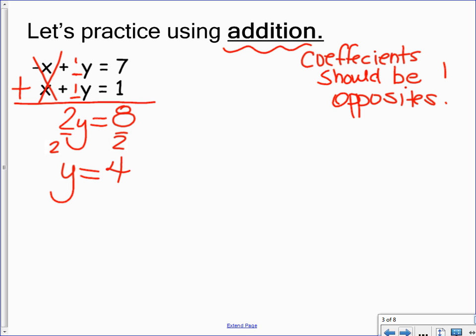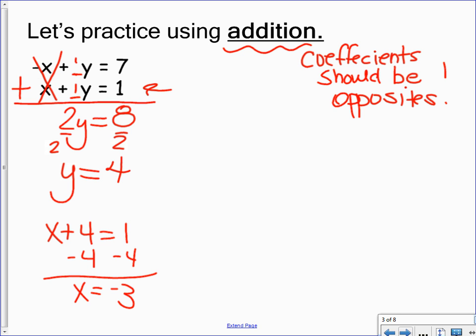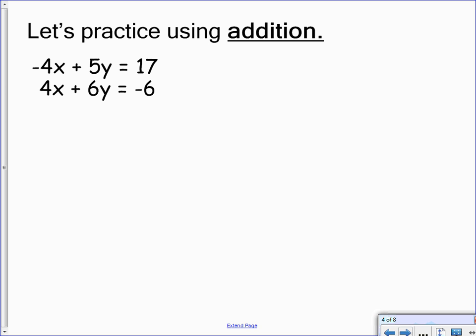Let's figure out our answer. You said y equals 4. Let's plug it into the second one. Opposite of x plus 4 equals 1. Subtract 4 from both sides, and we find that x equals negative 3. Substitute it back in. Is the opposite of negative 3 plus 4 7? Yes. So my ordered pair is negative 3, 4. Okay? Let's do another one.